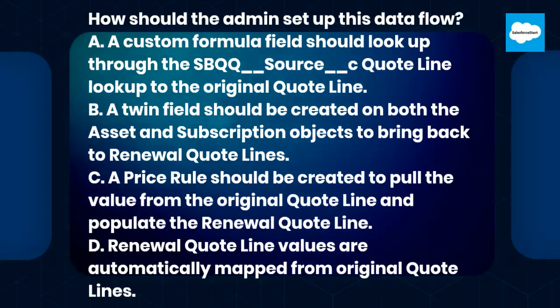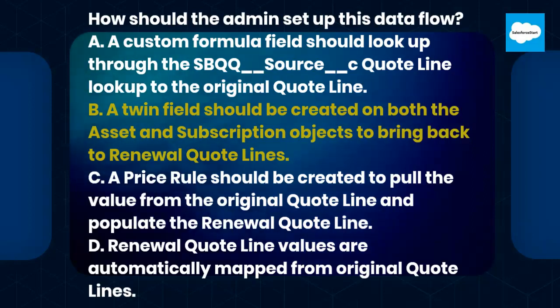A. A custom formula field should look up through the SPQQ_source_C quote line lookup to the original quote line. B. A twin field should be created on both the asset and subscription objects to bring back to renewal quote lines. C. A price rule should be created to pull the value from the original quote line and populate the renewal quote line. D. Renewal quote line values are automatically mapped from original quote lines.